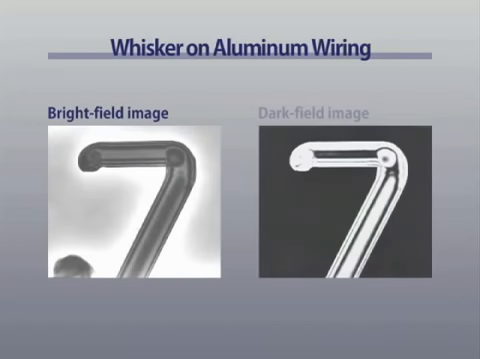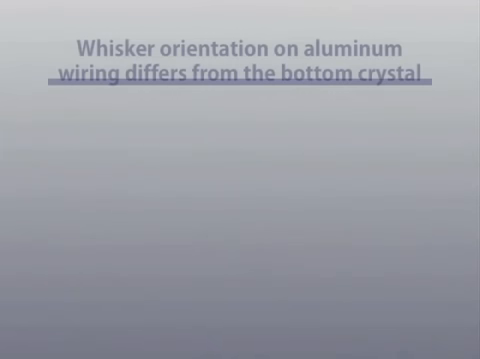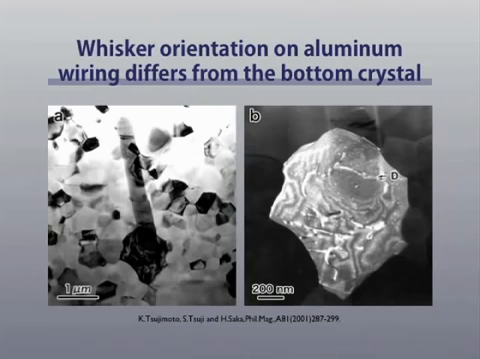This is an example of an aluminum whisker. The left side is viewed in bright field mode, while the right side is viewed in dark field mode. This whisker is single crystalline, although it is bent sharply, in the shape of the number 7. It has been believed that a whisker has the same orientation as the bottom crystal from which the whisker grows. Comprehensive analysis by electron microscopy reveals that the orientation of a whisker is quite different from that of the bottom crystal. This significantly contributes to our understanding of the mechanisms of whisker growth, and hence how to suppress it.